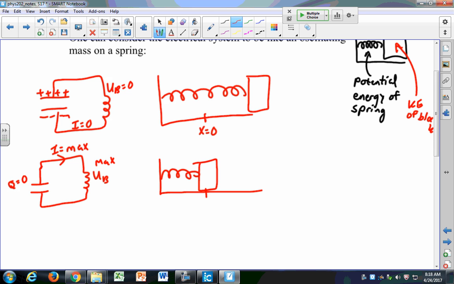Right here, because here, I have maximum current. Here I have maximum velocity. So I have maximum kinetic energy of the block. I can go on.